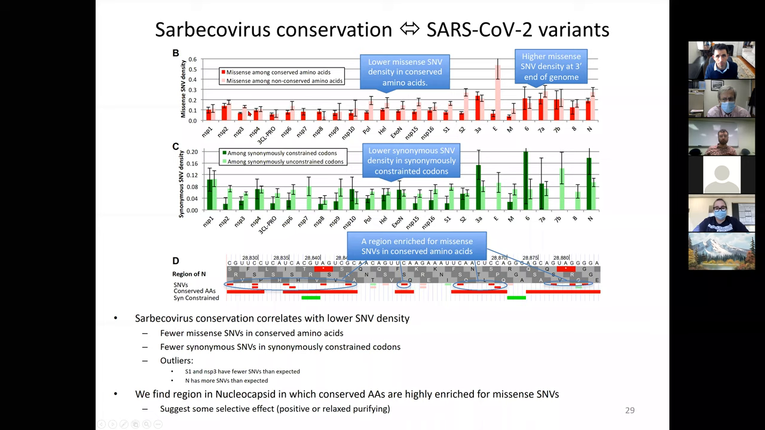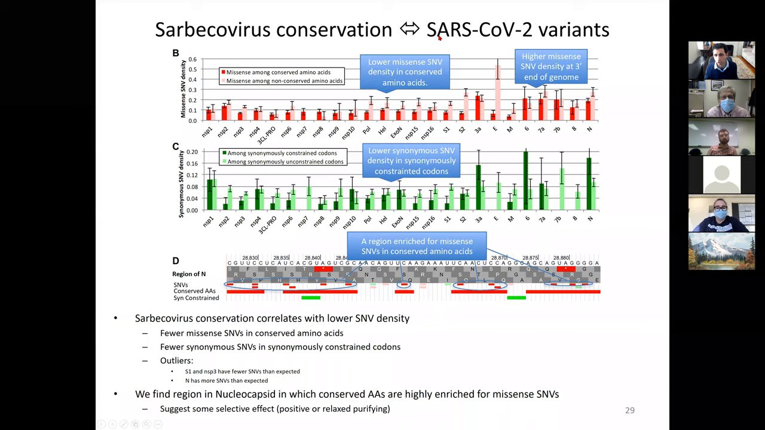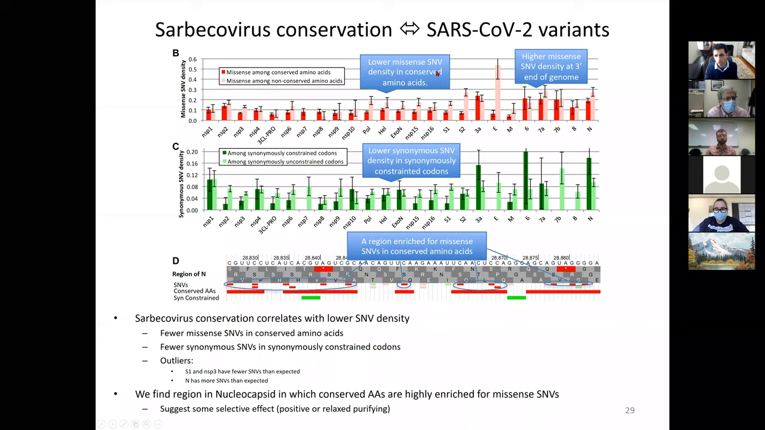agreement between sarbecovirus conservation versus SARS-CoV-2 variation. So basically you see that there's lower density of single nucleotide variants in conserved amino acids, and there's higher missense single nucleotide variants at the 3' end of the genome. There's lower synonymous single nucleotide variants within synonymous constrained regions. So if an amino acid is constrained, it's less likely to be changing in the current pandemic. And even if a synonymous region is constrained, it's less likely to be changing in the current pandemic.